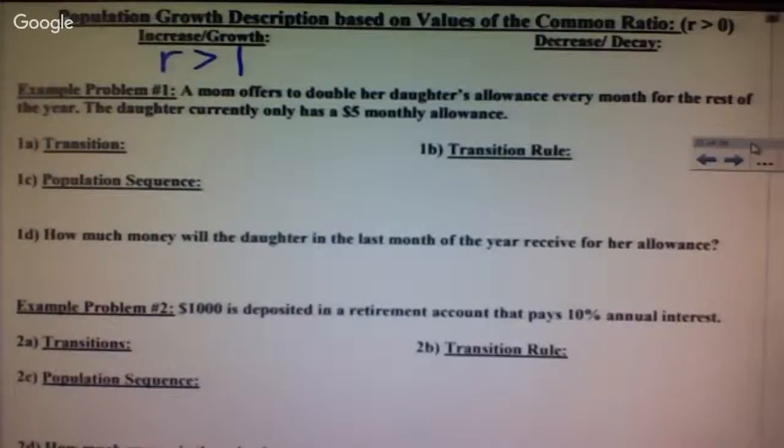To show decay, I need some kind of a fraction that's less than 1. So it's not going to be negative. It'll be greater than 0, but it will also be less than 1. So something like 1/3, 1/2, 0.25, 0.1. That shows decay.